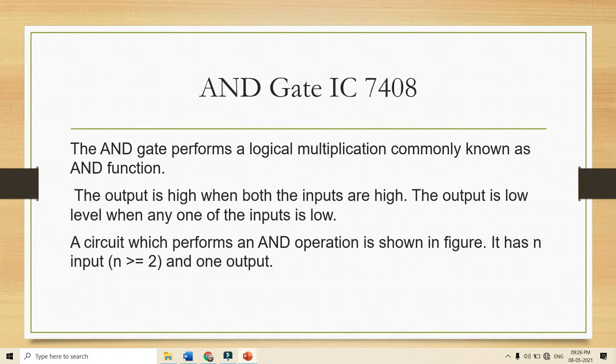At first we are going to see about the AND gate. The IC used in this gate is 7408. The AND gate performs a logical multiplication, commonly known as the AND function. Output is high when both inputs are high. Output is low level when any one of the inputs is low. Normally it operates under the multiplication function, so the maximum number of inputs will be 2.